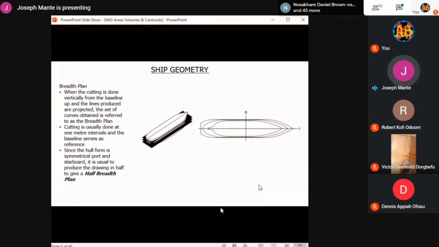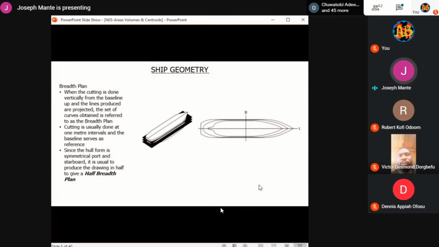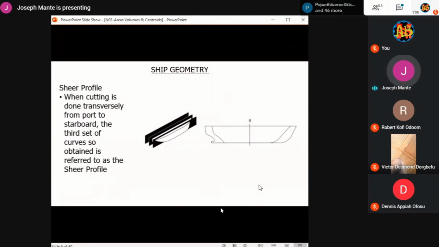Since the whole form is symmetrical, port and starboard, it is usual to produce the drawing in half to give a half breadth plan. So when you cut it, you'll be able to have half breadth. You have half breadth and you have the full breadth. All right. So we go to sheer plan.